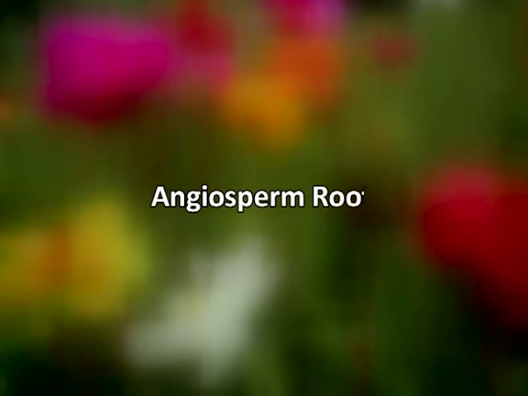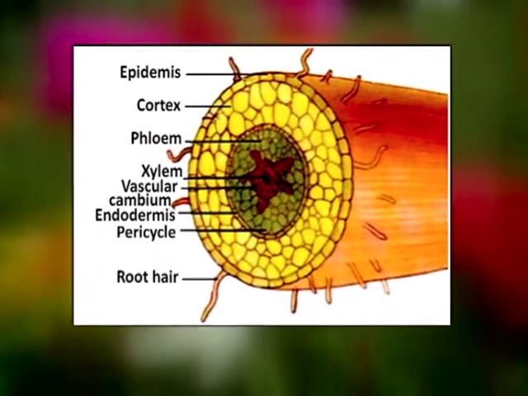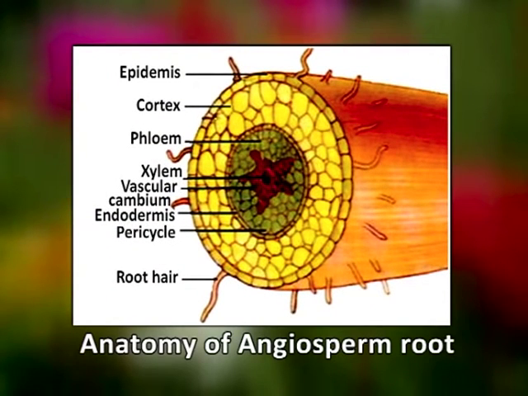Now we will see the anatomy of the angiospermic root. Like the stem, the root has an epidermis, cortex, phloem, and the xylem cells. The epidermis contains the root hairs here. The root hairs are specialized cells of the root epidermis with thin-walled projections. They provide the increased surface area for absorption of water and minerals from the soil through diffusion and active transport.